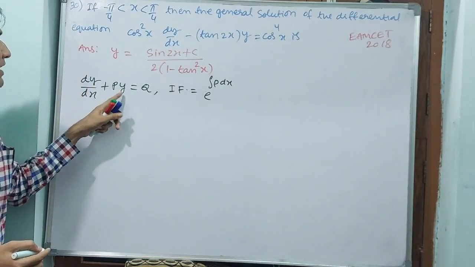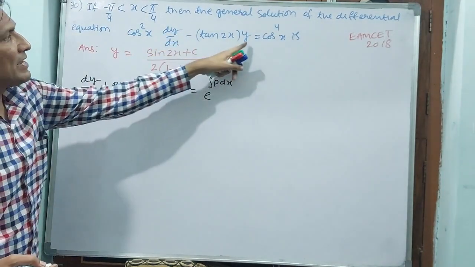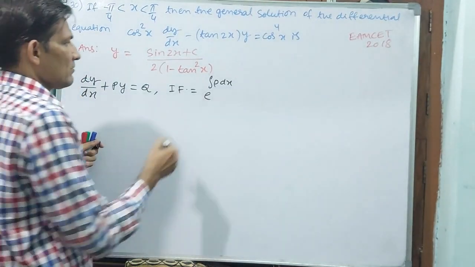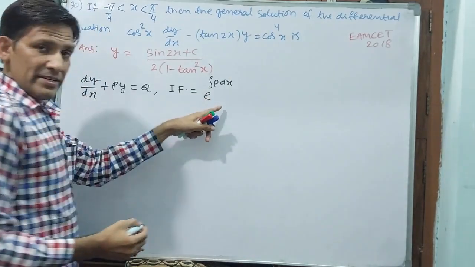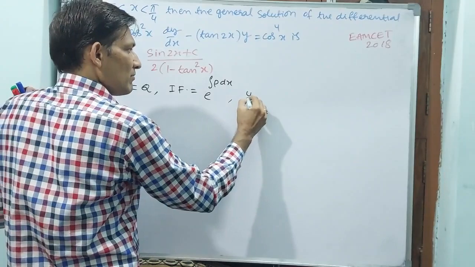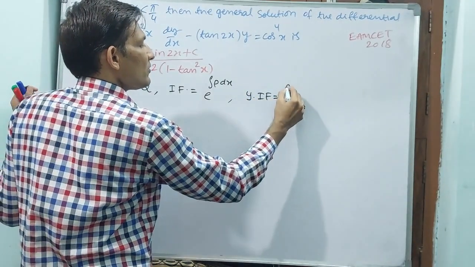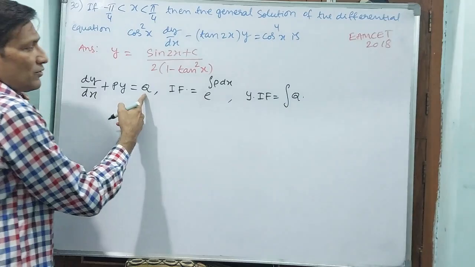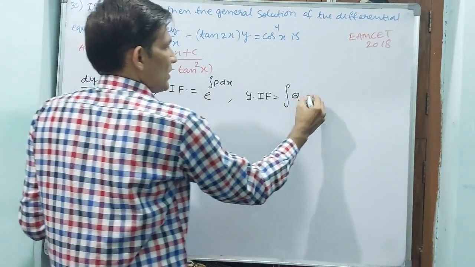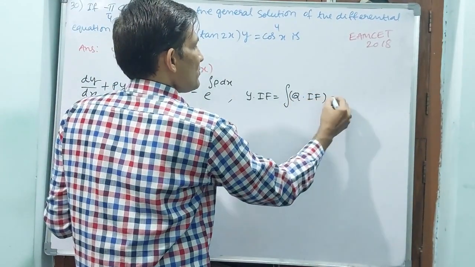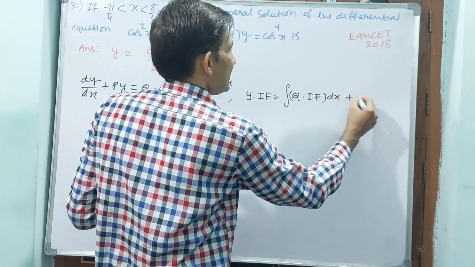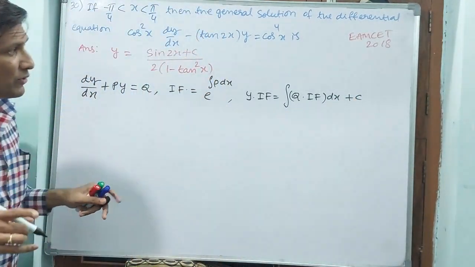You see here y should be there. Here y is there, here y is there. Or else you have to take dx by dy. That is a different case. Okay? You will find the integral factor. After finding the integral factor, y into integral factor is equal to integral of q into integral factor dx, where q is this q. We used p for the integral factor, and this q you have to use again. Here also dx, plus c.